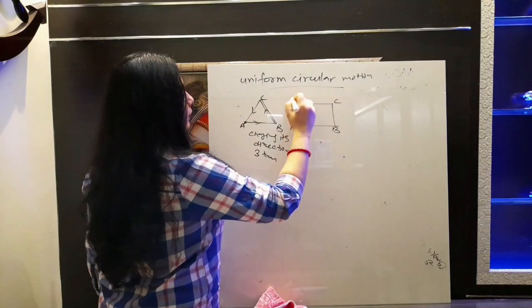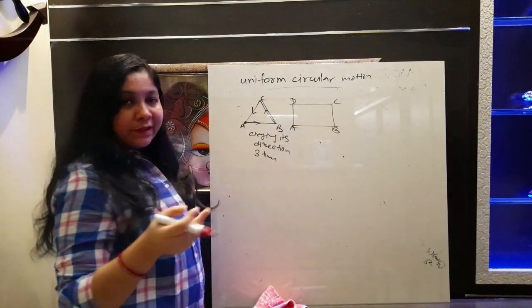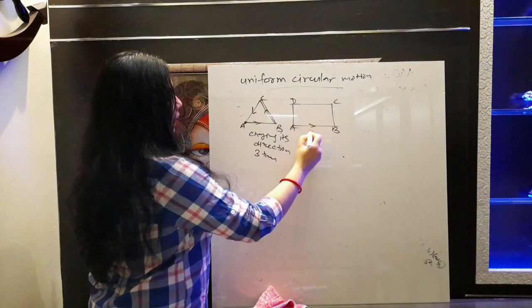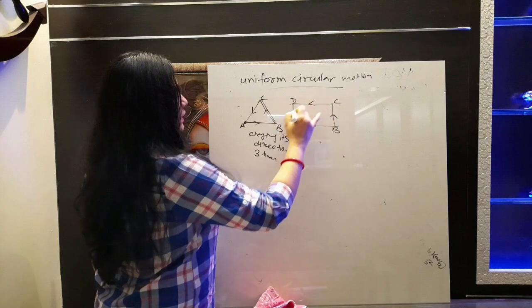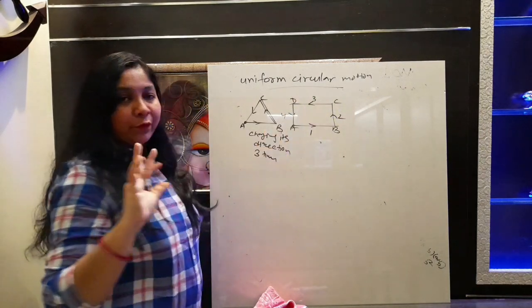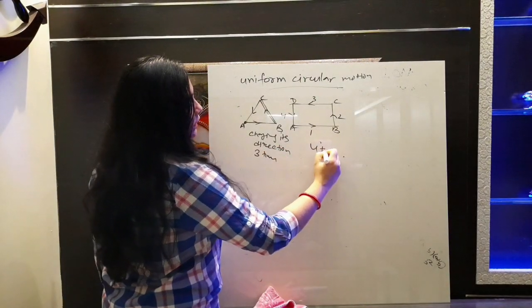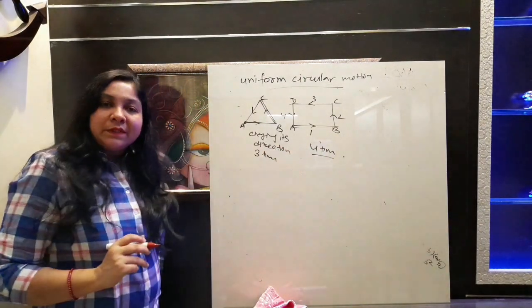Then it will be A, B, C, D. Suppose the body starts from point A and reaches point A again. Then how many times will it change its direction? 1 time, 2 times, 3 times, 4 times. The body will change its direction 4 times, right?